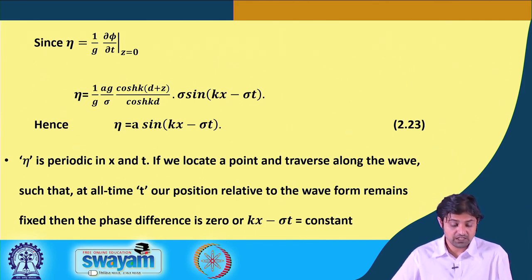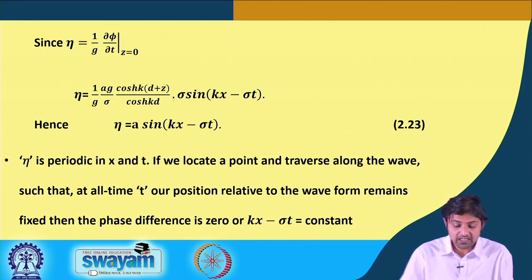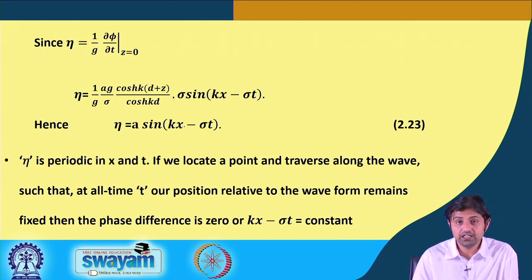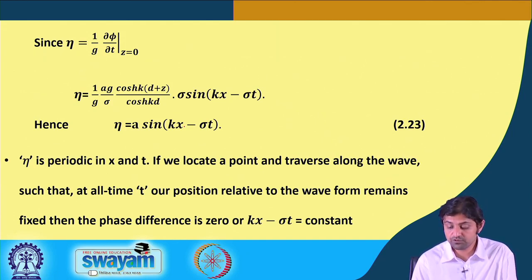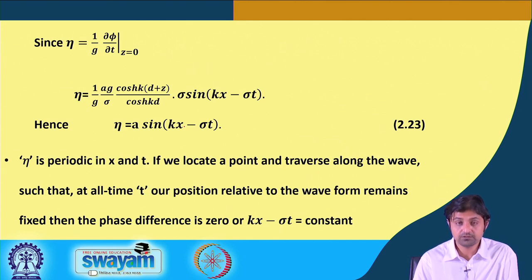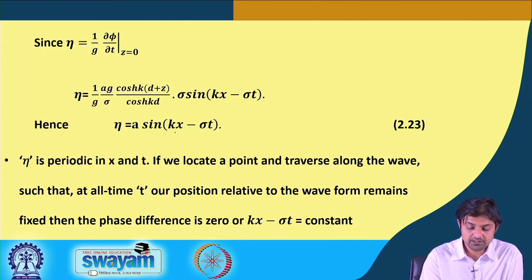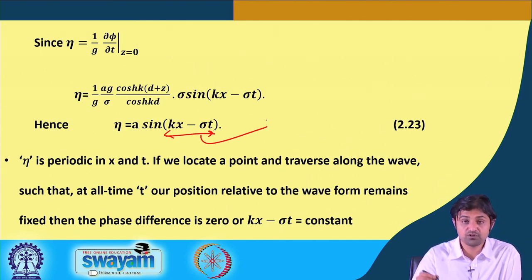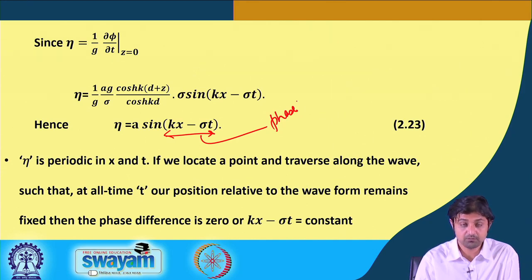So, now this eta is periodic in x and t. If we locate a point and traverse along the wave such that at all time t our position relative to the waveform remains fixed, then basically this term kx minus sigma t, from your earlier mechanics class, you would know, this is the phase, right, kx minus sigma t. So, with this phase we do an experiment.